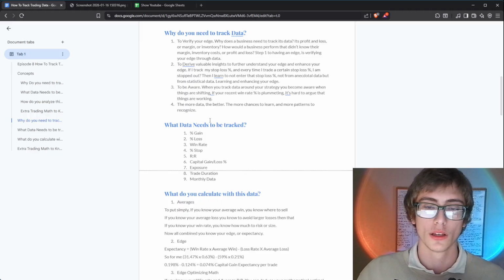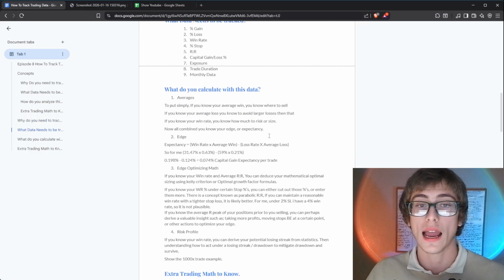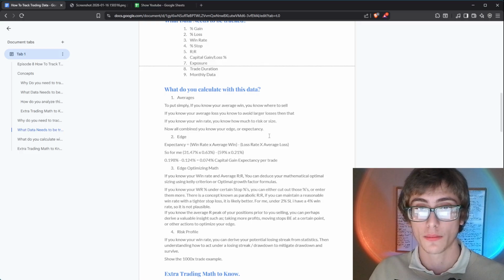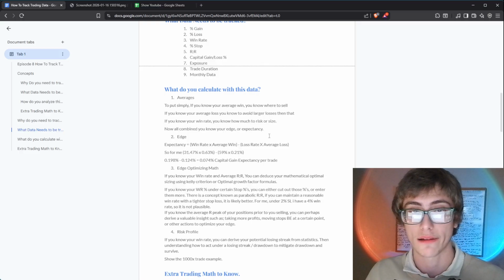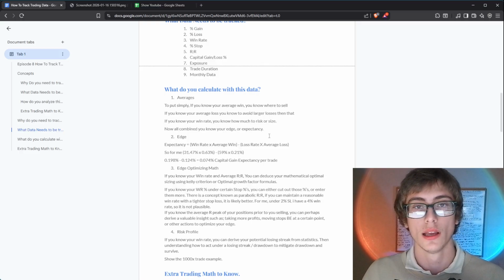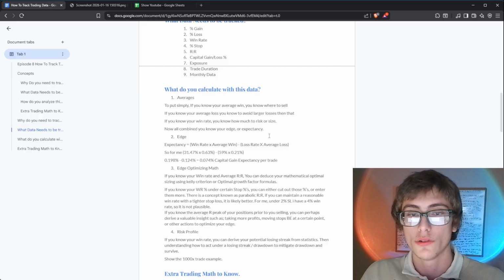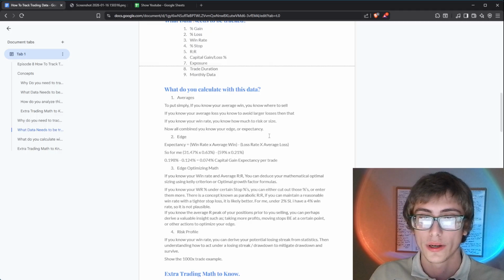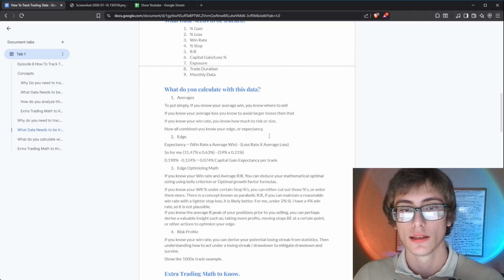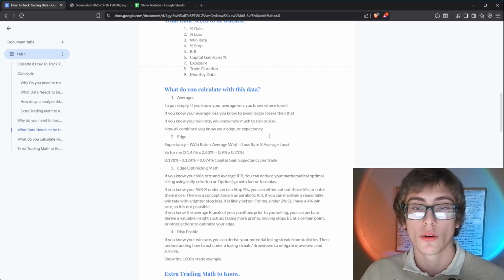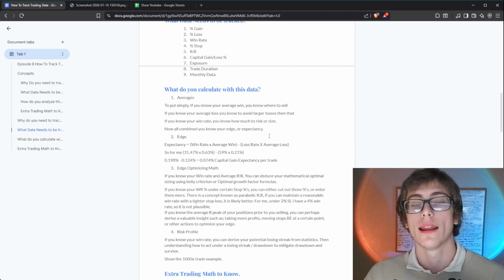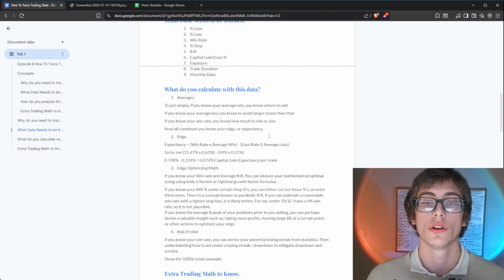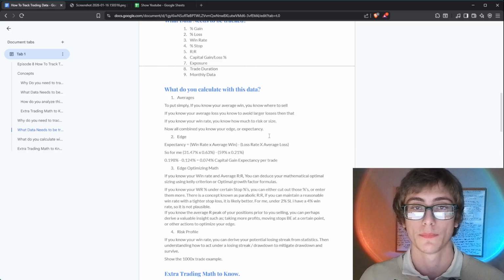So what do you calculate with this data? Averages. So you can deduce averages from all of the data points that I just pointed out, right? Your average trade duration, your average exposure, etc. To put simply, if you know your average win, you know where to sell. If you know your average loss, you know to avoid larger losses than that. If you know your win rate, you know how much to risk or size. Now, all combined, you know your edge or expectancy.